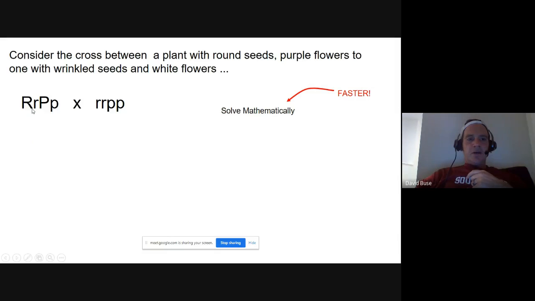So for the first cross, I would know that one half of the offspring could be expected to have round seeds. I would also know that one half of the offspring would be expected to have purple flowers. One half times one half equals 1 over 4. So my conclusion would be that 1 over 4 of the plants would have round seeds and purple flowers.